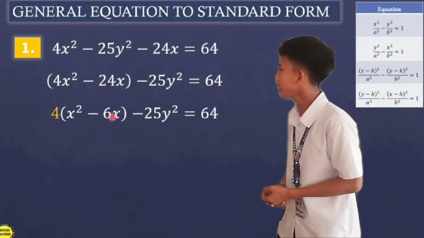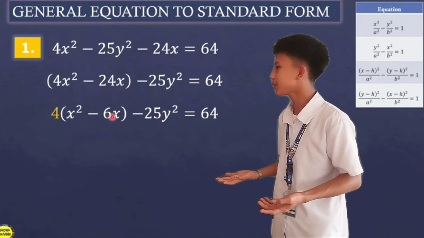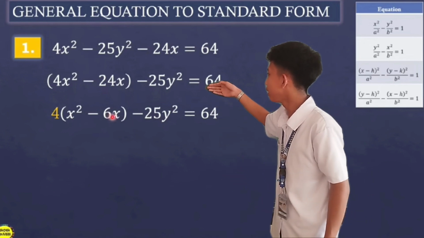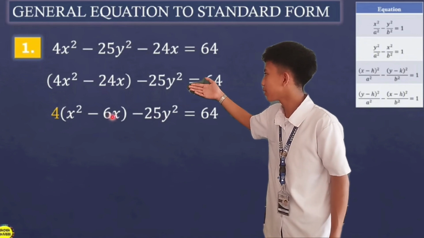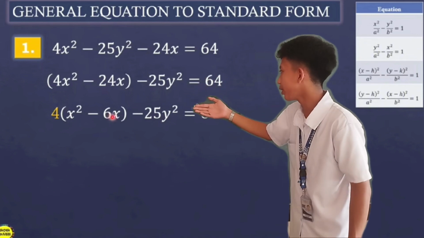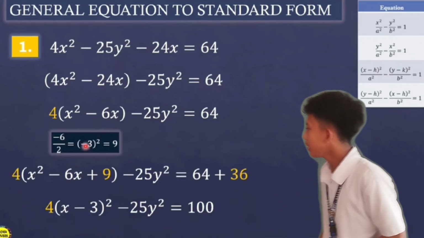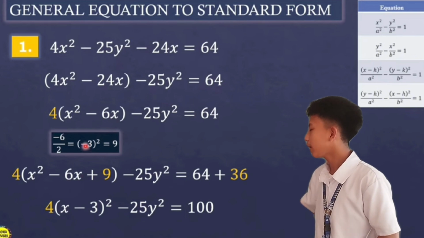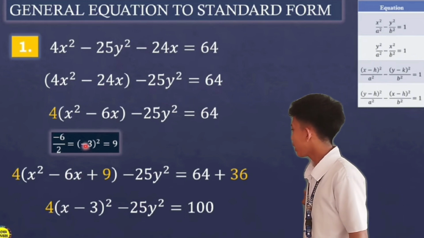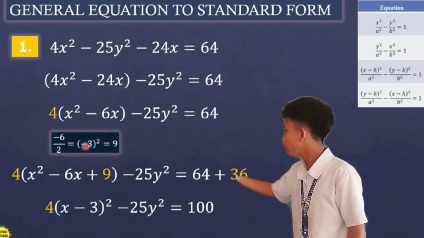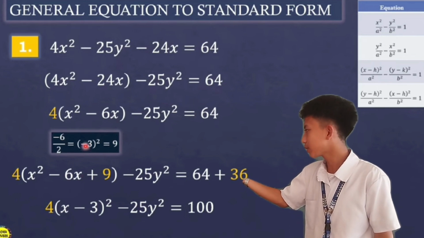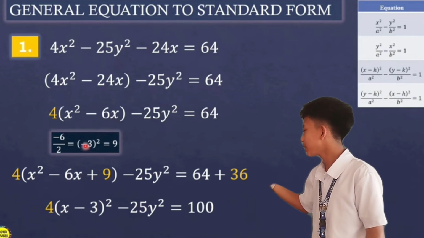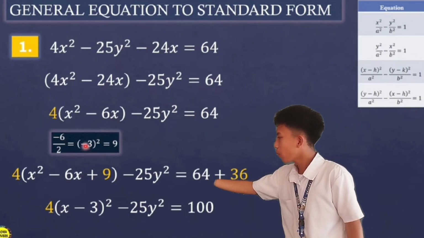So for the y term, we're not going to factor it because there's no other y variable for that. So our answer will be 4 times x squared minus 6x minus 25y squared equals 64. Since we added 9 to this equation, we're going to add a number on the other side. So by doing that, we have to multiply 9 by 4, which is equal to 36. So the equation will now be 4 times x squared minus 6x plus 9 minus 25y squared equals 64 plus 36.